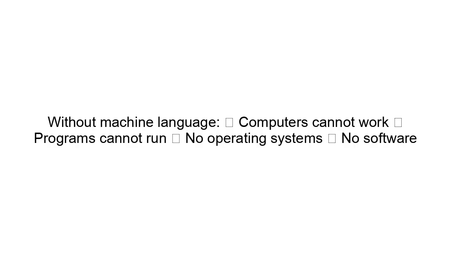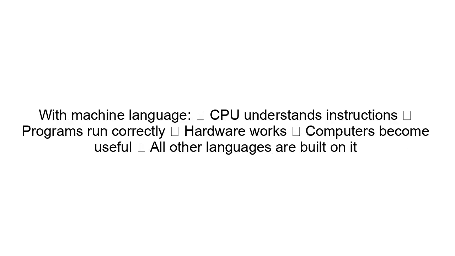❌ No software. With machine language, ✅ CPU understands instructions. ✅ Programs run correctly. ✅ Hardware works. ✅ Computers become useful. ✅ All other languages are built on it.